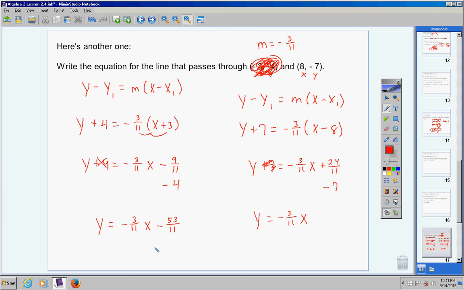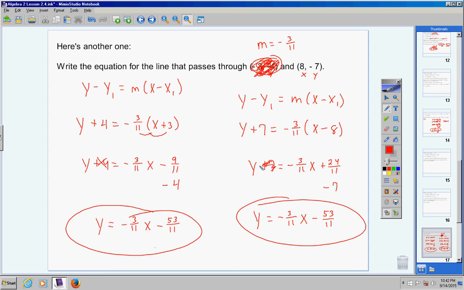Alright, so with your calculator, put parentheses 24 divided by 11, then close your parentheses, then minus 7, enter. Then hit math, enter, enter. And I'm getting negative 53 over 11, which is exactly what I wanted to get. So thankfully I didn't make a mistake anywhere. So do you see, students, after you find the slope, it doesn't matter which point you use. Pick one and go with it, okay?